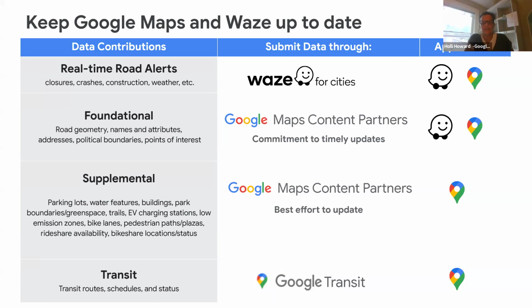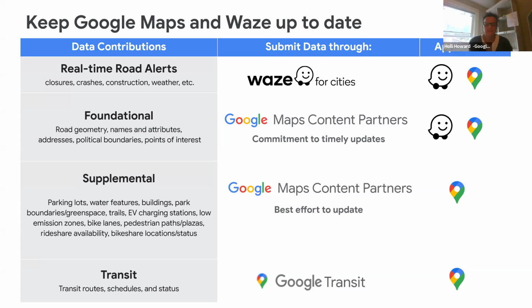If you're sending in real-time road alerts and road closures, that comes in through Waze, and it appears on Waze and Google Maps. Foundation data would come in through Google Maps content partners, but it will also show up on Waze. So we're really trying to make more of this data available across platforms. It's easier on those sending in the data, not having to send to both platforms, but also we want it to show up on both platforms.